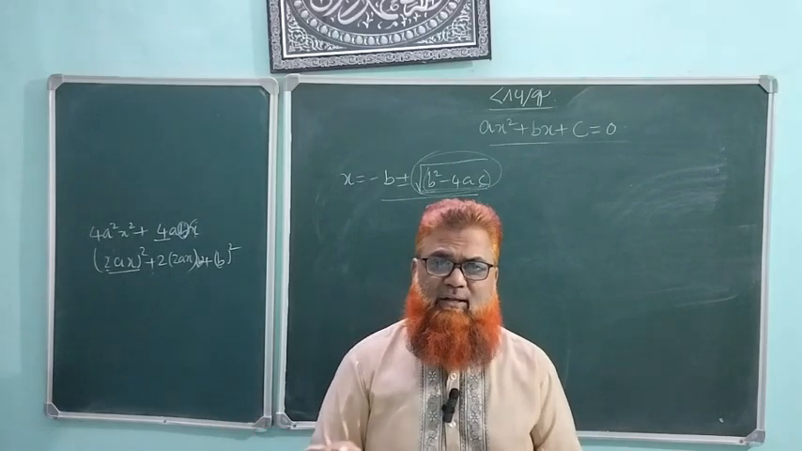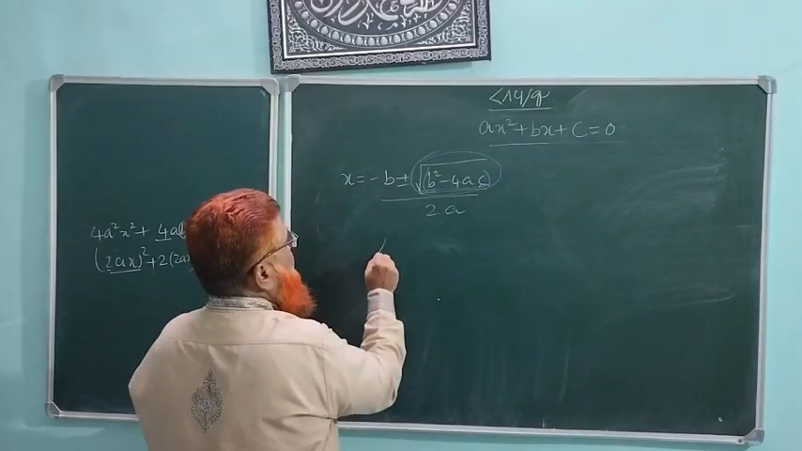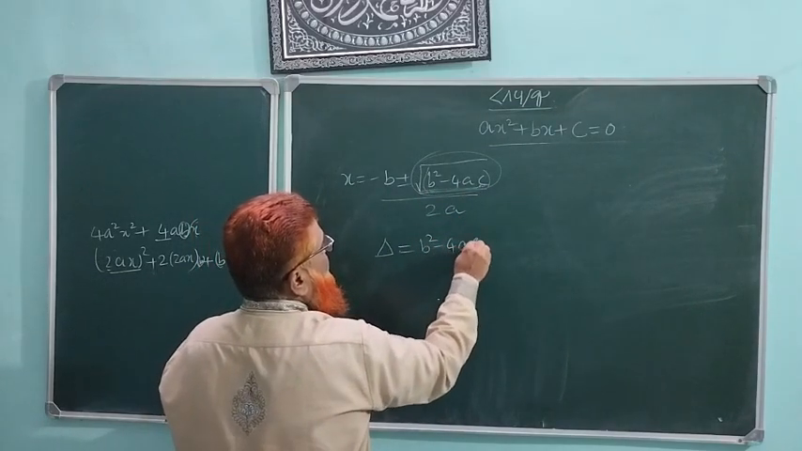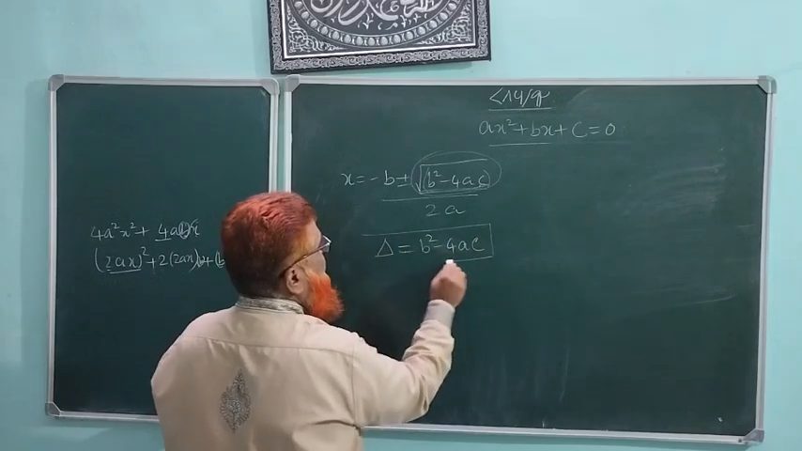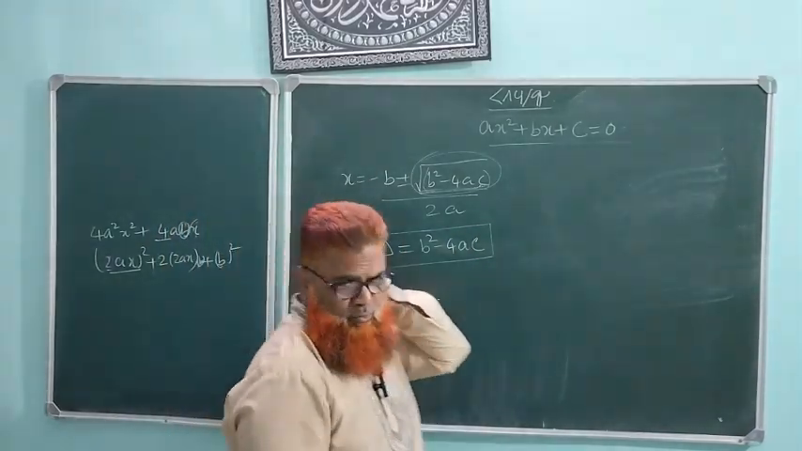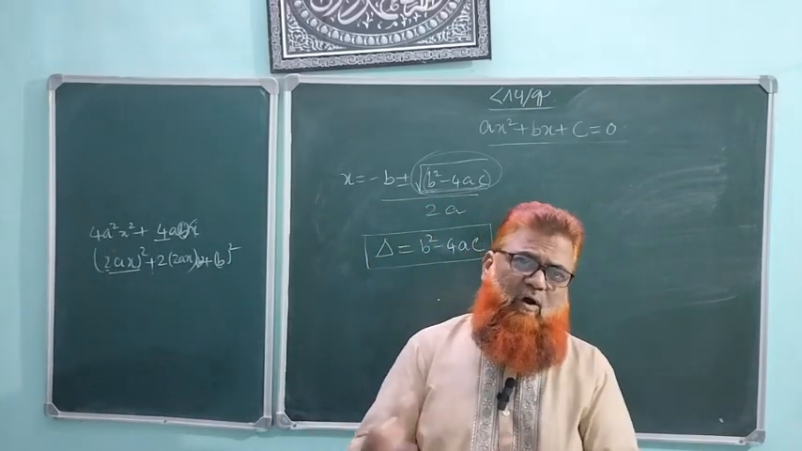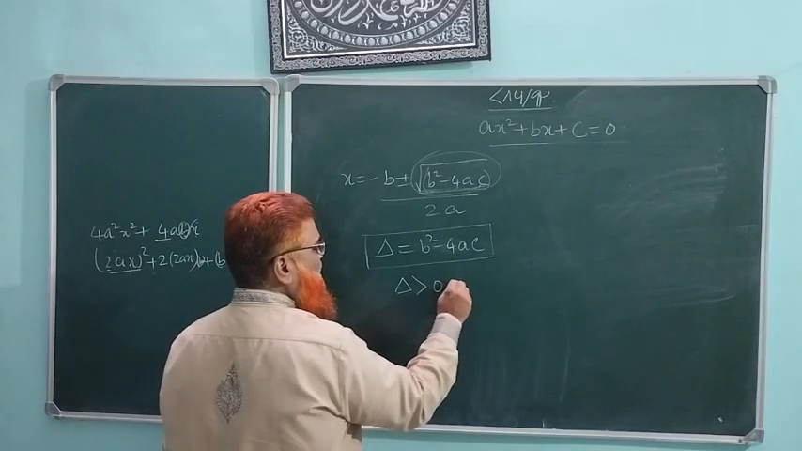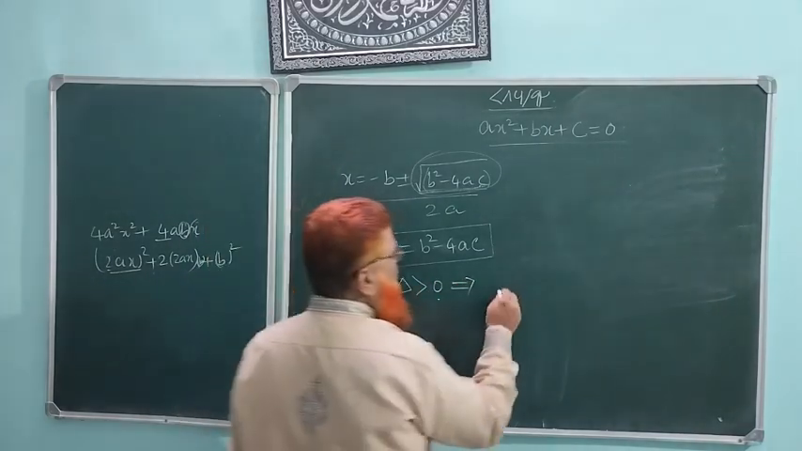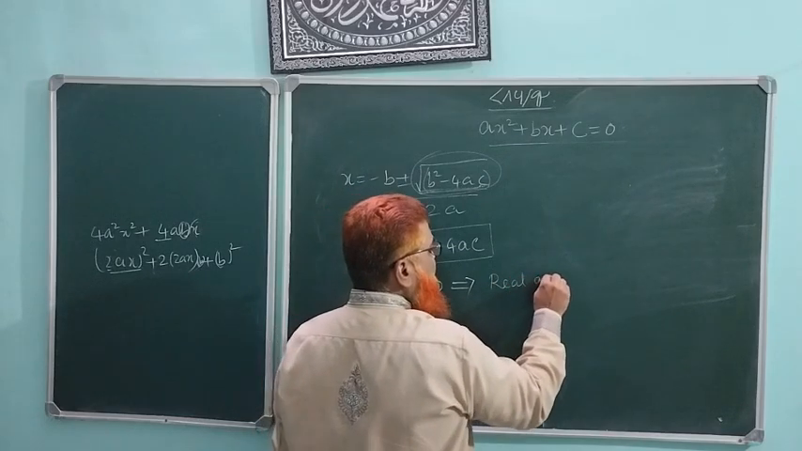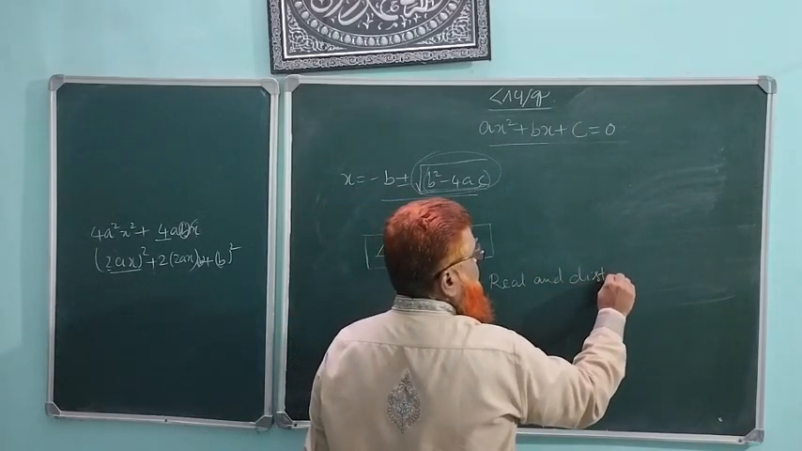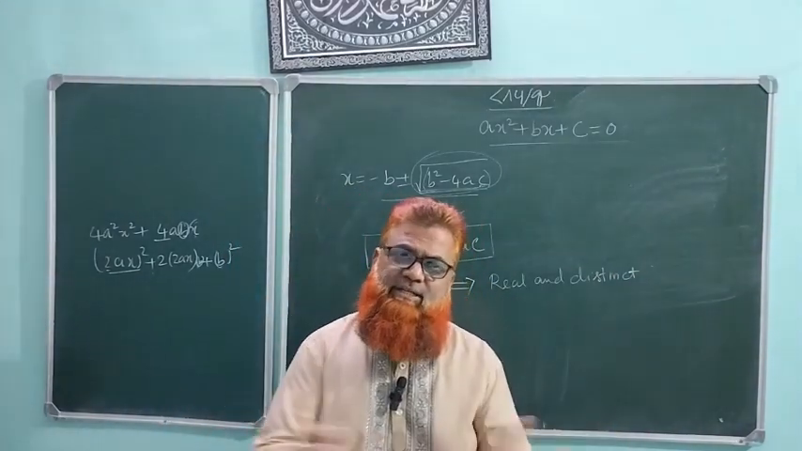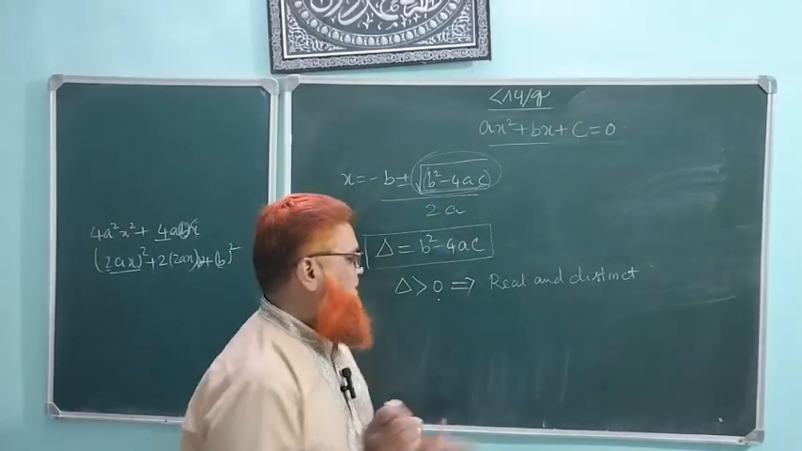What type of roots are they? Now you take this one. Delta is equal to, what is this? b square minus 4ac. Then this factor will decide the nature of the roots. It has three forms. First one, delta is greater than 0, then the nature of the roots will be real and distinct. Means the roots will be real numbers and also they are distinct, means the two roots are different.